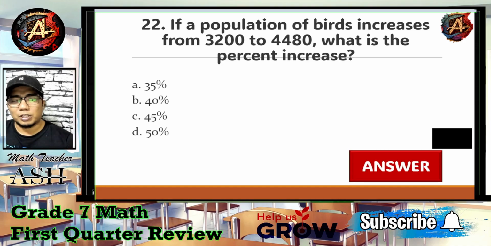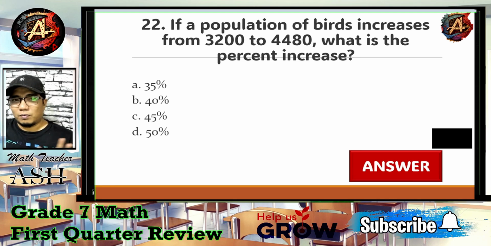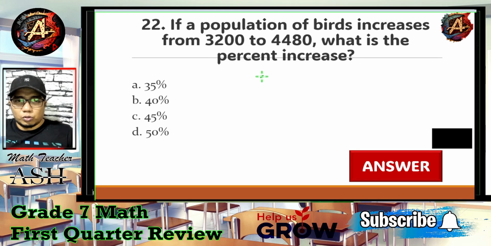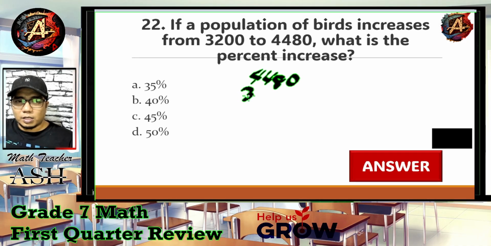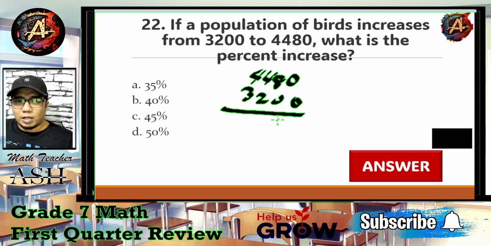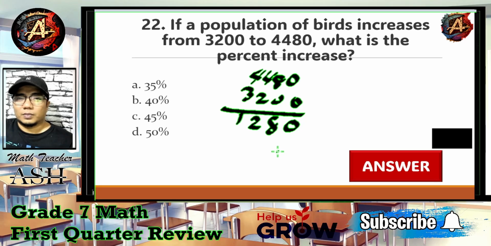Okay, my dear math learners, when you solve this one, what you need to do is you need to know the difference of the two values to know the increase. So, 4,480 minus 3,200. And that would give you, of course, 1,280. Okay, so this is now the actual value of increase.